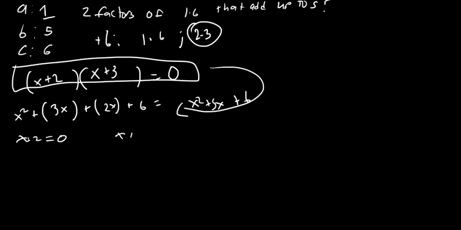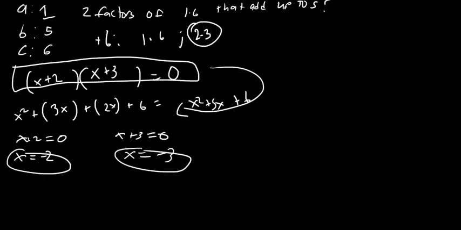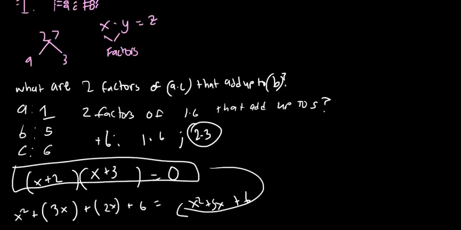And we need to set x plus 3 is equal to 0. Why do we do that? Well, we just pretend like this second part did not exist. So x is equal to -2, and x is equal to -3 by solving for x. And so these are two answers. Yes, it is possible to have two answers when you're working with quadratic equations.